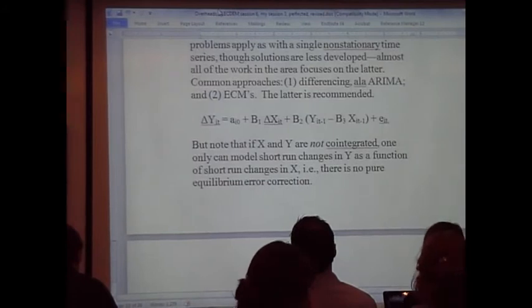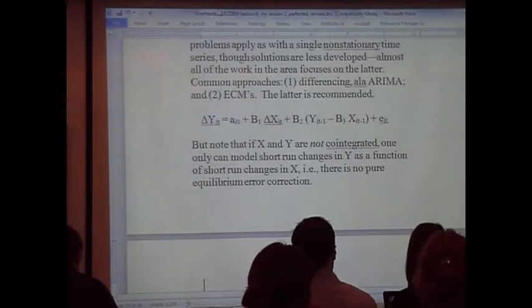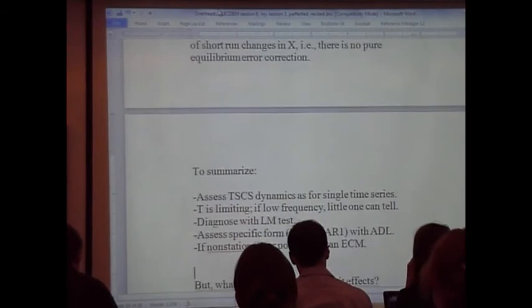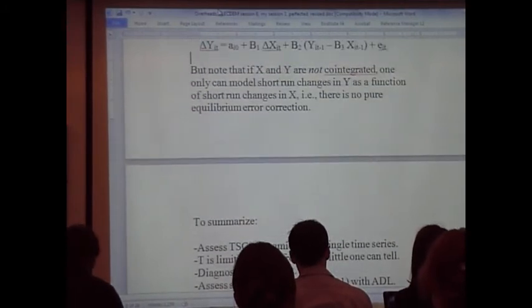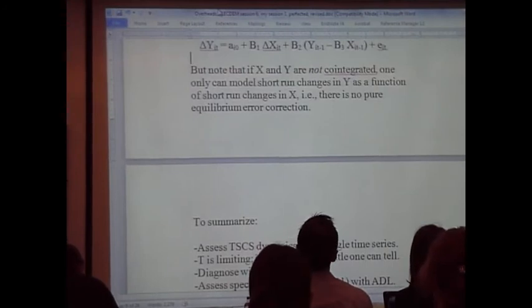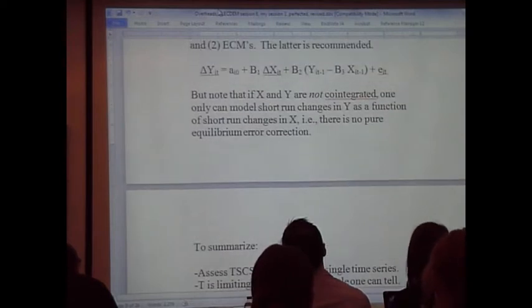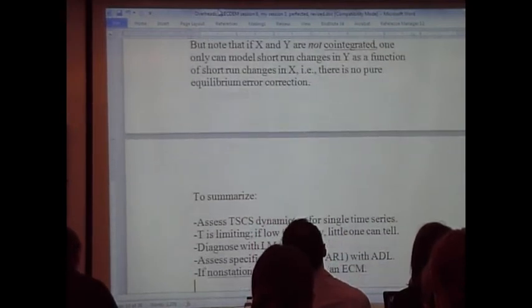Just trickier, particularly when you go into the Bayesian world, because then you're oftentimes putting in priors, and those priors need to come from somewhere. So this vector prior, the bigger the vector, the harder it is to be sure you're right. Okay? Oh yeah, just remember one thing: if x and y are not co-integrated, one's only modeling short-term changes in y as a function of short-run changes in x. So there's no error correction. That's repeated multiple times. So it could devolve to an ARIMA model, and B2 drops out. Okay.